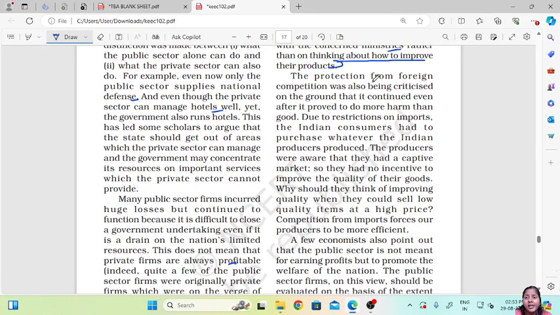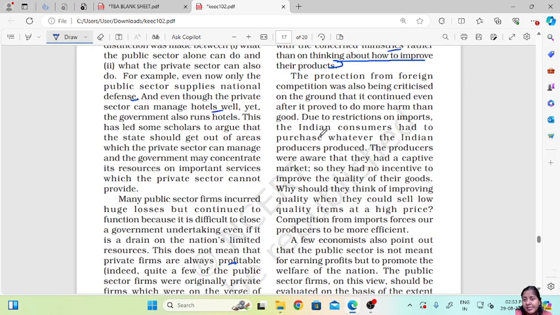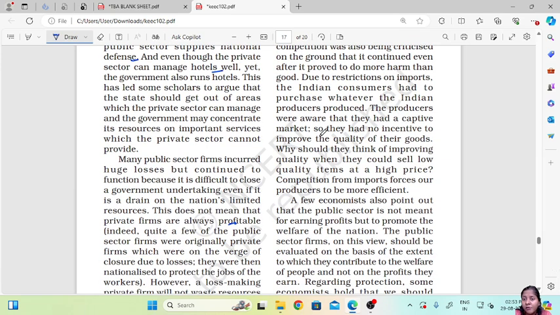Then the protection from foreign competition was also criticized on the ground that it continued even after it proved to do more harm than good. Here, the government had put restrictions on imports, so that the Indian consumer had to purchase whatever the Indian producers made. The producers were aware that they had a captive market, so they had no incentive to improve the quality of their goods.